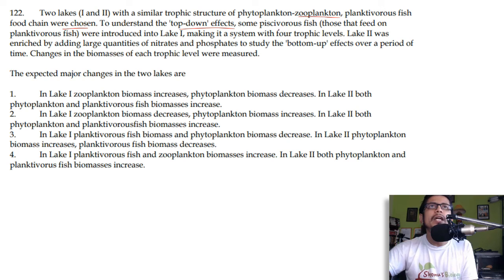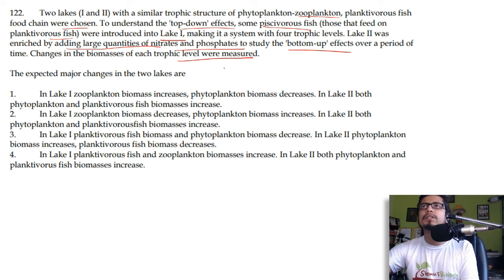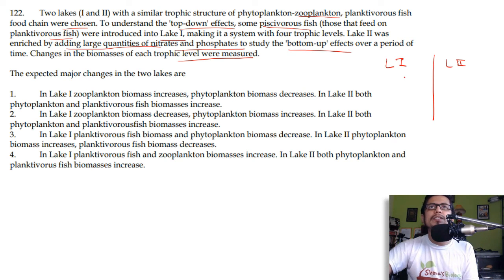Okay. Two lakes, 1 and 2, with a similar trophic structure of phytoplankton, zooplankton, planktivorous fish food chain were chosen. To understand the top-down effect, some piscivorous fish, those that feed on planktivorous fish, were introduced into Lake 1, making the system with 4 trophic levels. Lake 2 was enriched by adding large quantities of nitrate and phosphates to study the bottom-up effect. Over a period of time, changes in the biomass of each trophic level were measured. Now you need to answer a question based on the change in those 2 trophic levels.